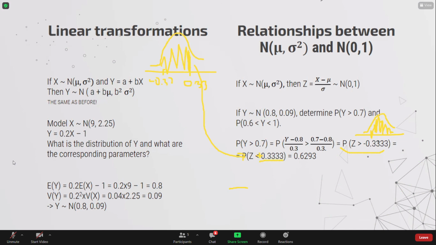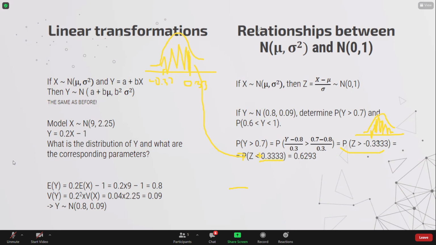Do you have a question? I'm just trying to figure out why this time it wasn't 1 minus z, and the other times it was. I'm not sure I can hear you. I was just trying to figure out why this time it was not 1 minus the number on the table.